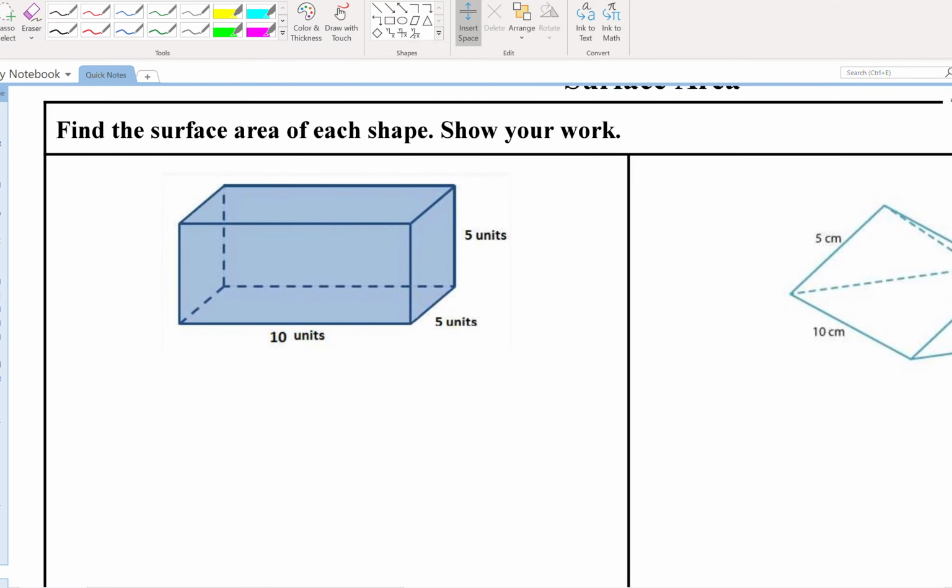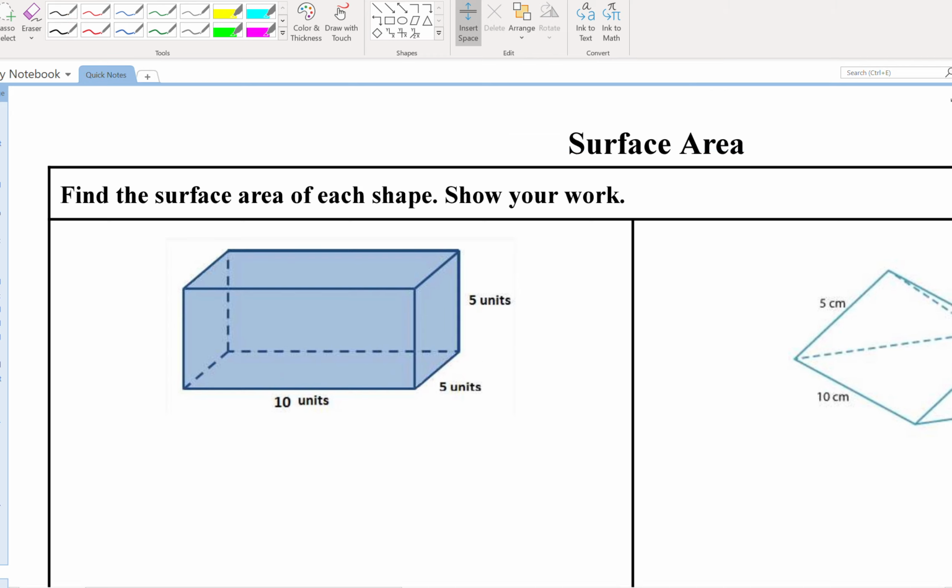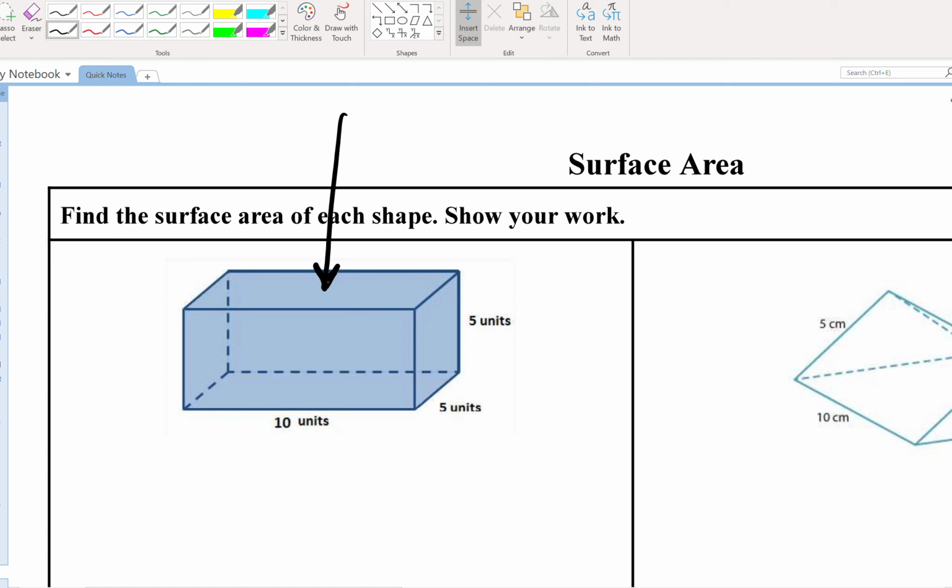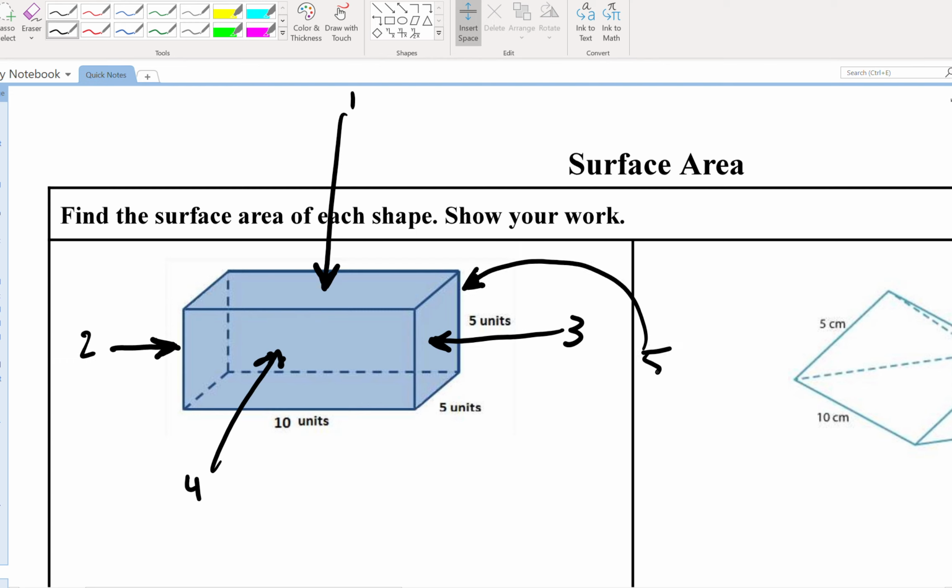So this is a rectangular prism, and if I think about it like this, I've got the top. There's one. I've got this side, so there's two, and the side right here, that's three. I have the front, and that's four, and then I have the back, and that would be five, and then I have the bottom, and that would be six. So there's six surfaces. And it also helps if you think about what the dimensions of each part are.